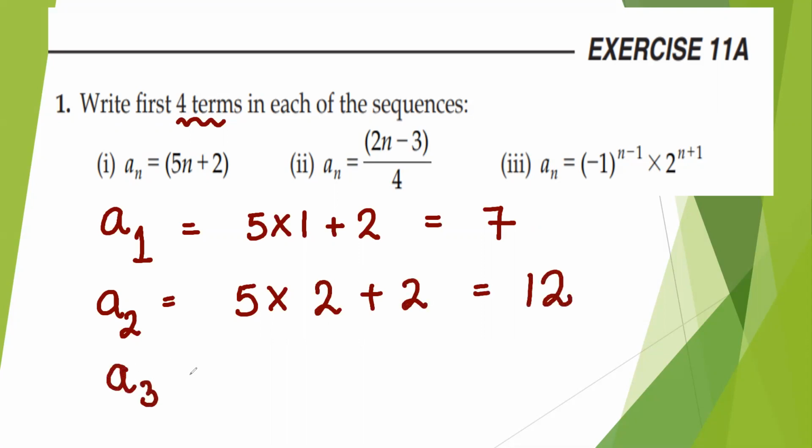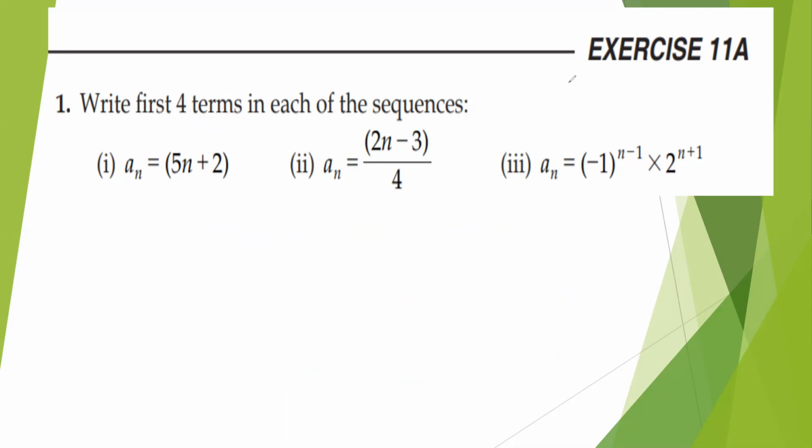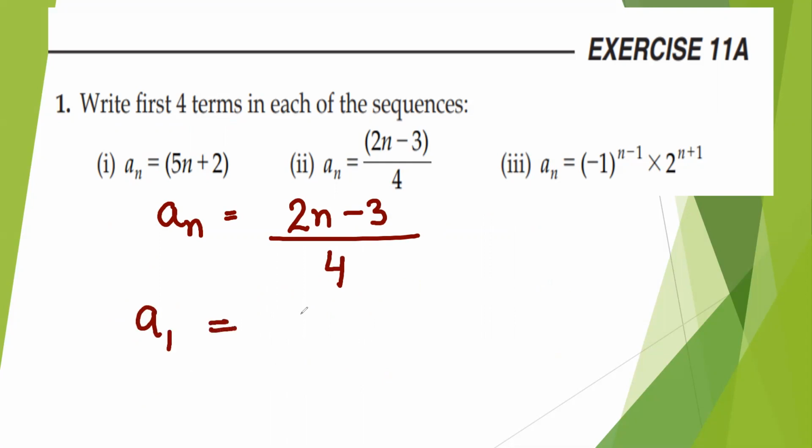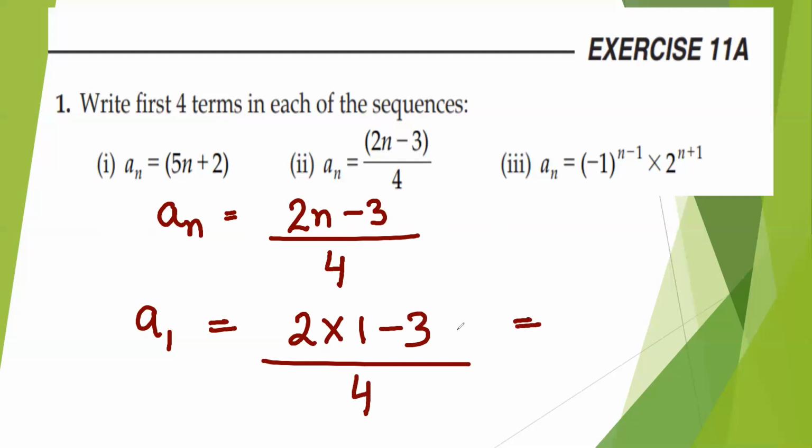Similarly you can find a_3. You have to just change the value of n and then your job is done. So similarly you can find the fourth term also. Now suppose you have the sequence a_n equals (2n minus 3) by 4. So the first term of the sequence will be (2 into 1 minus 3) by 4, because when n equals 1 that will give you the first term. So 2 minus 3 will give you minus 1 by 4.